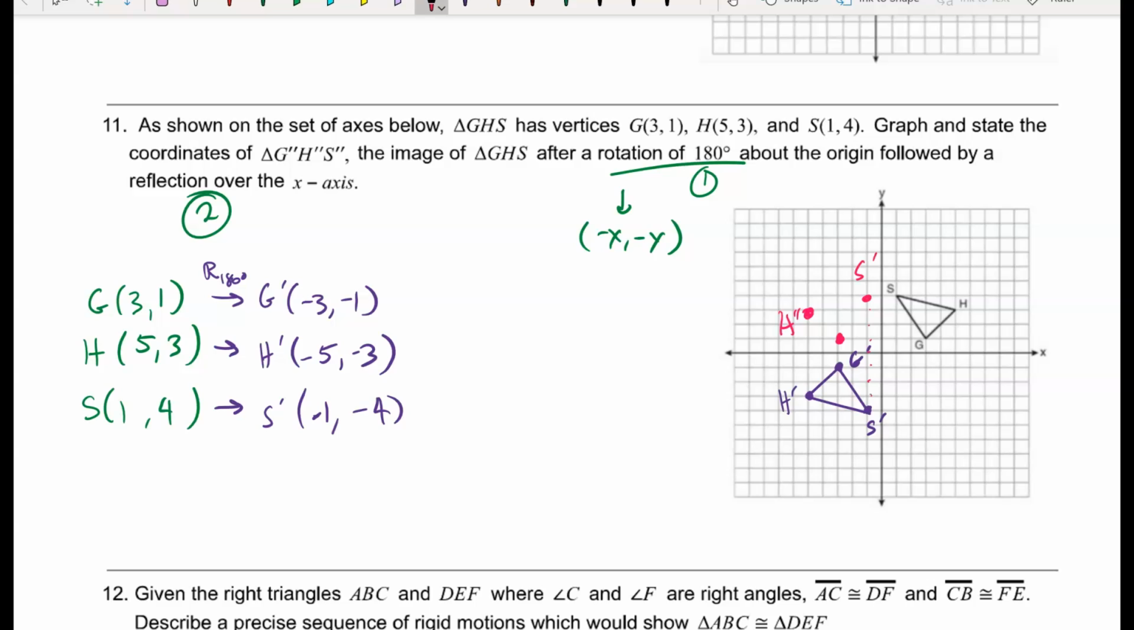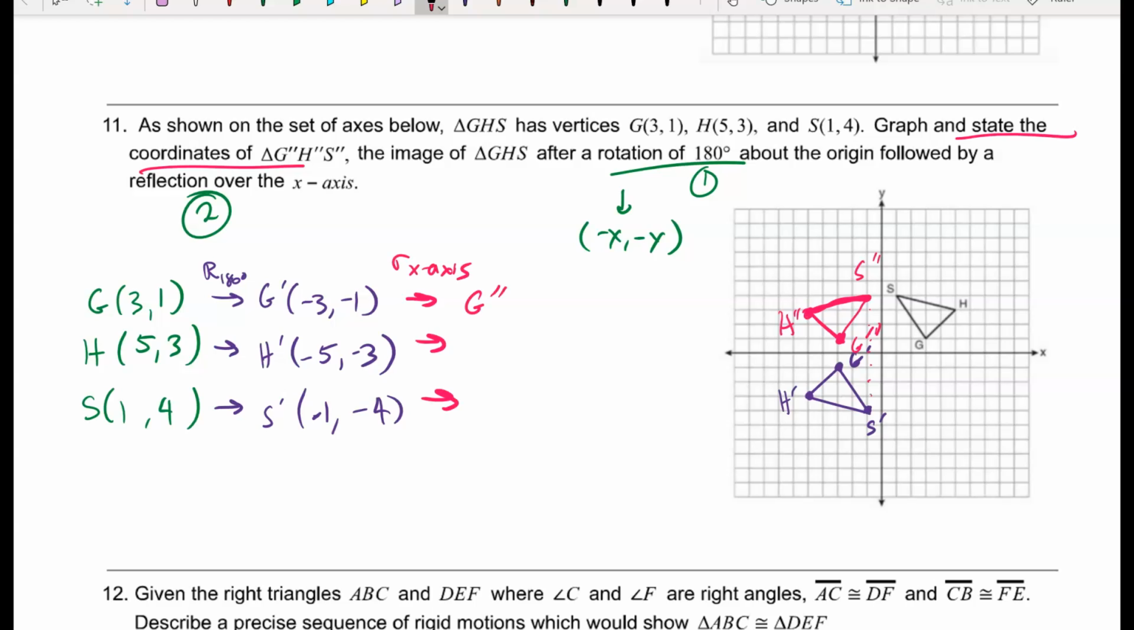So it's going to look something like that. And again, you should use a straight edge to connect these points. For me, I'm not going to here. Okay. So first thing you need to be worried about is that it says to graph and state the coordinates. So I still need to state what my coordinates would be after I reflect over the x-axis.